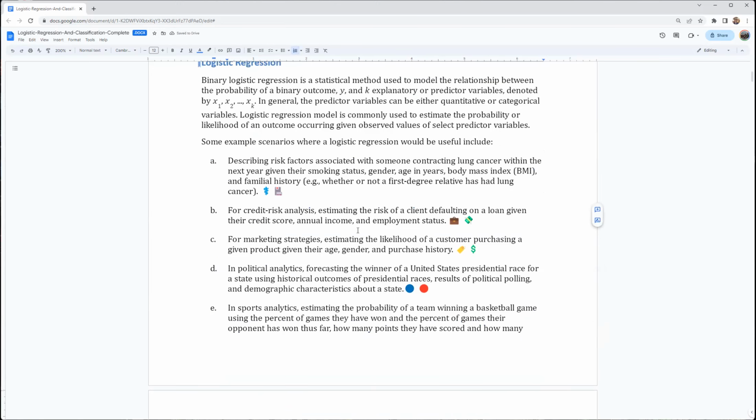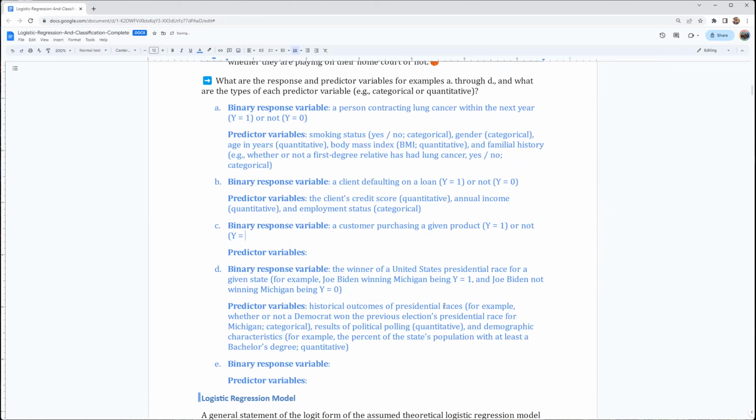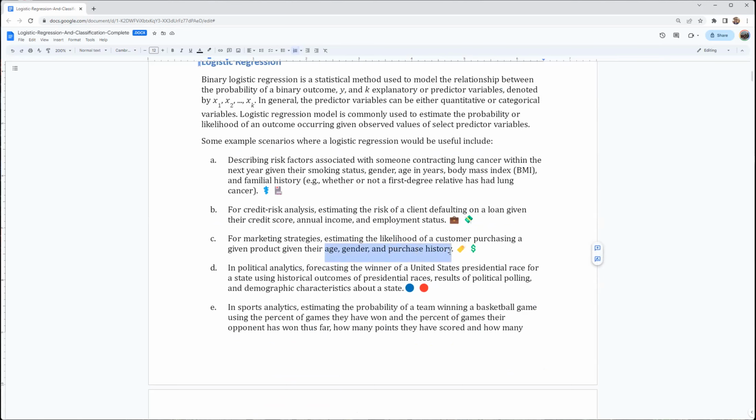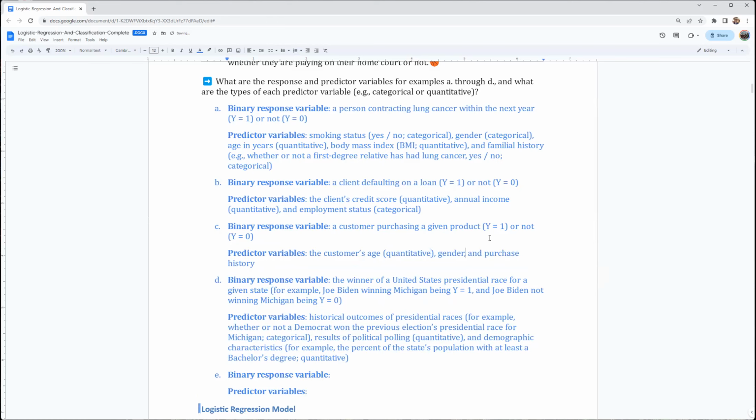Okay, so estimating the likelihood of a customer purchasing a given product. So the outcome is a customer purchasing a given product. In this case, that's a success for the company, at least. Right? So y is one or not. And then the predictor variables in this case for the marketing strategy. Customer's age, which would be quantitative. Gender, which would be categorical. And purchase history, which would be likely categorical. Depends on the nature of the data exactly, I suppose.